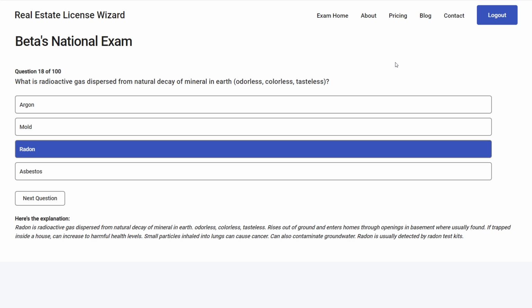If trapped inside a house, it can increase to harmful health levels and can actually cause cancer and can also contaminate groundwater. So this is super important. It's why it's important to have radon test kits in basements and parts of houses. All right, next question.